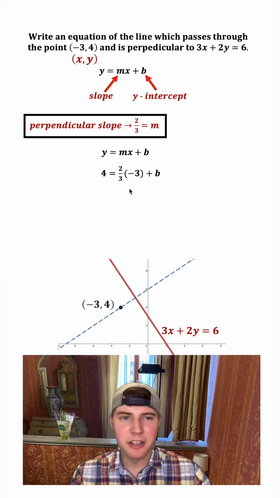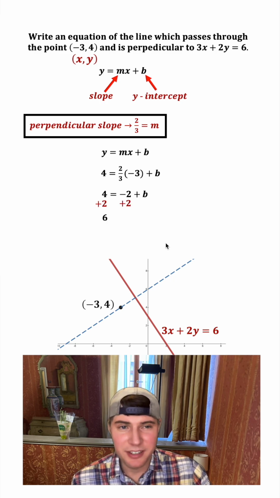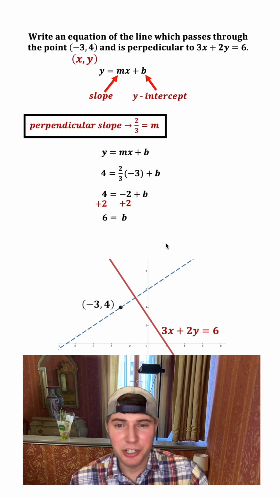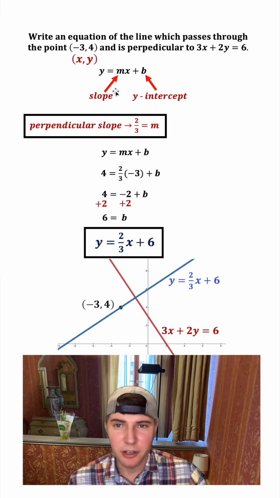2/3 times -3 ends up being -2. We can copy down everything else, add 2 to both sides, and we get 6 is equal to b. And now we have the answer to our question. It's y = 2/3 x + 6, the slope of 2/3 and the b of 6. And this is the equation of the line that goes through this point perpendicular to this line. How exciting.